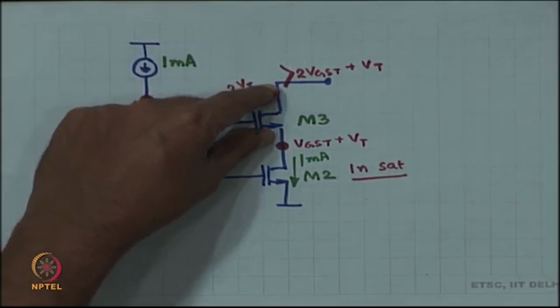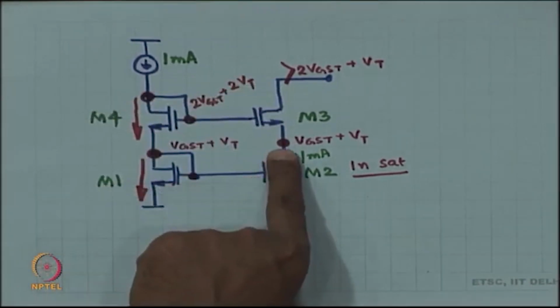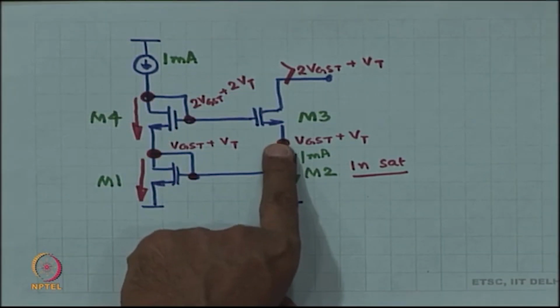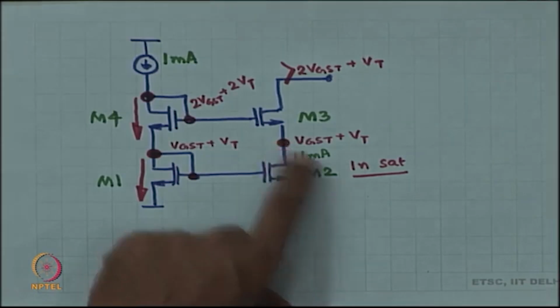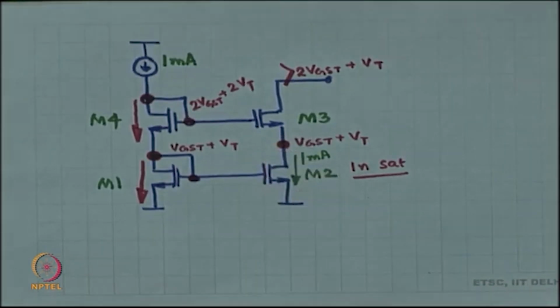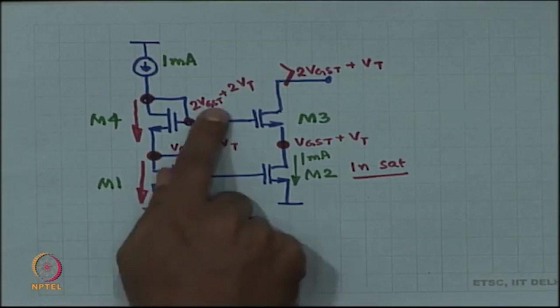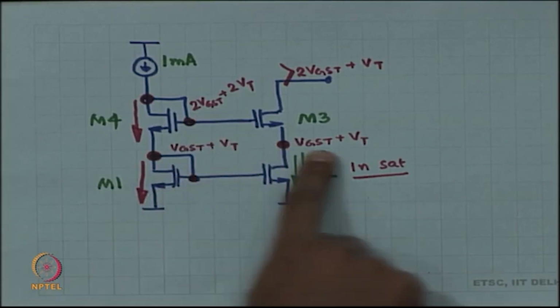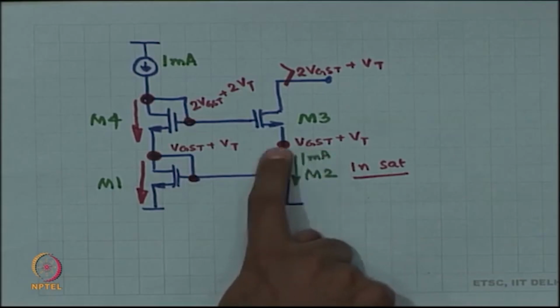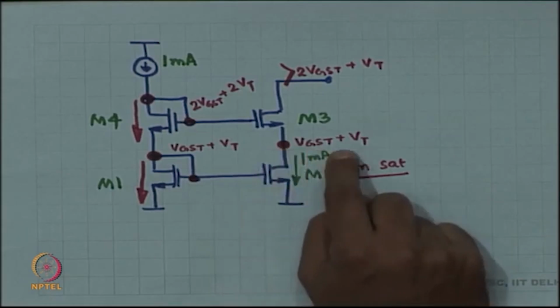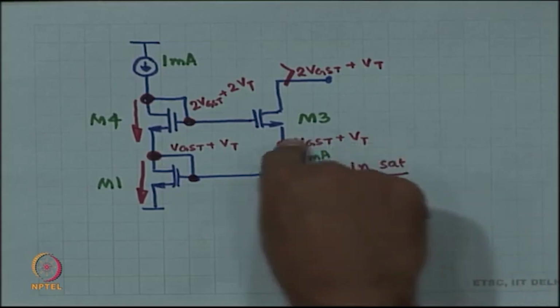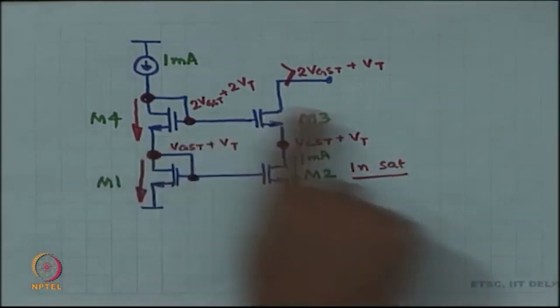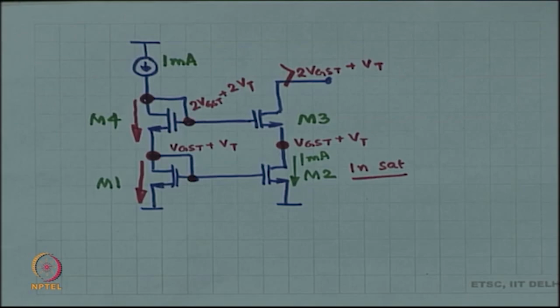The source of M3 is going to drop a little. However, M2 will remain in saturation, right. So, there is this graceful degradation that is going on. You have got some room, right. The lowest possible voltage here is just VGST, but actually the voltage is VGST plus VT, which means you have got room for graceful degradation of up to VT.